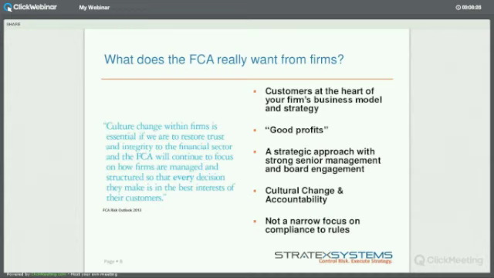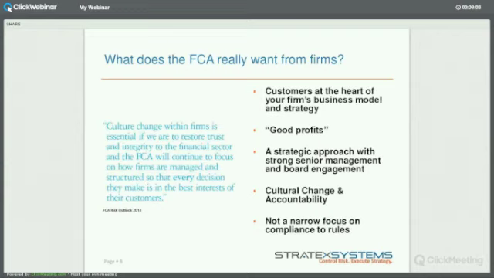And I think the FCA recognise both individual firms and the industry needs to undergo some cultural change to win back the trust of the investing public. Also, one of the key points that comes out is not a narrow focus on compliance to regulatory rules. And I think that's an area, you know, the last few months we've seen a slight change in tone from the FCA, but it's also a message I don't think is reaching the market as loudly as it could.